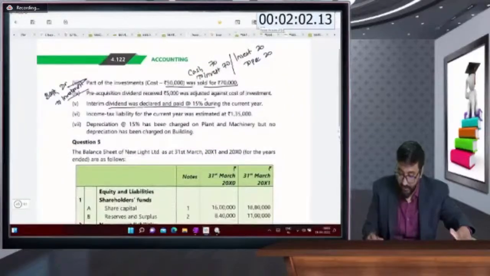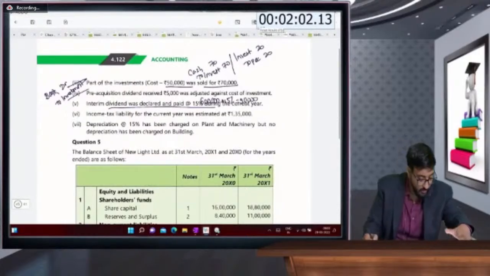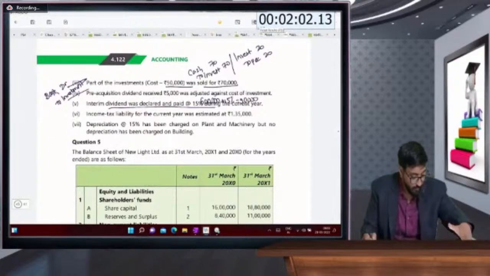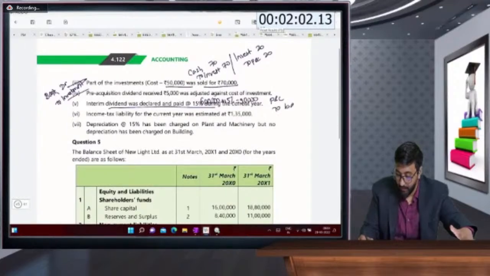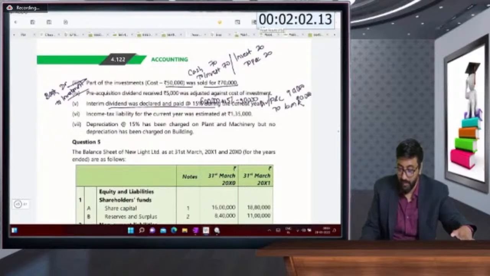So what is the entry? 15%, 90,000. Don't consider 5 lakhs. But the interim dividend entry will be profit and loss account debit to bank. Dividend account debit to bank. So P&L account debit to bank. Interim dividend or P&L account debit to bank, because it is a financing activity.